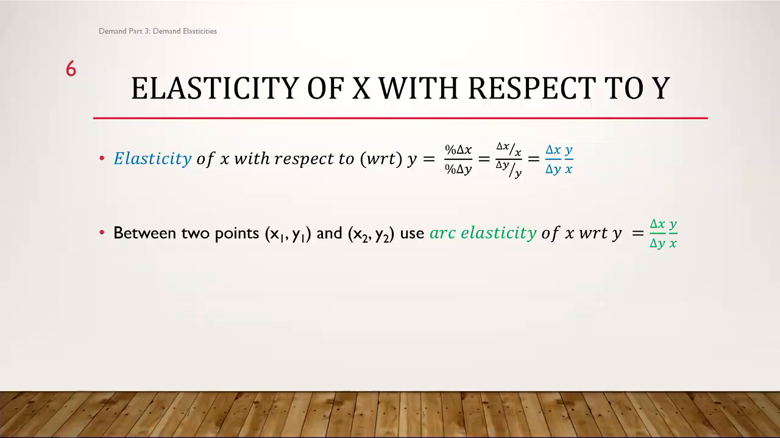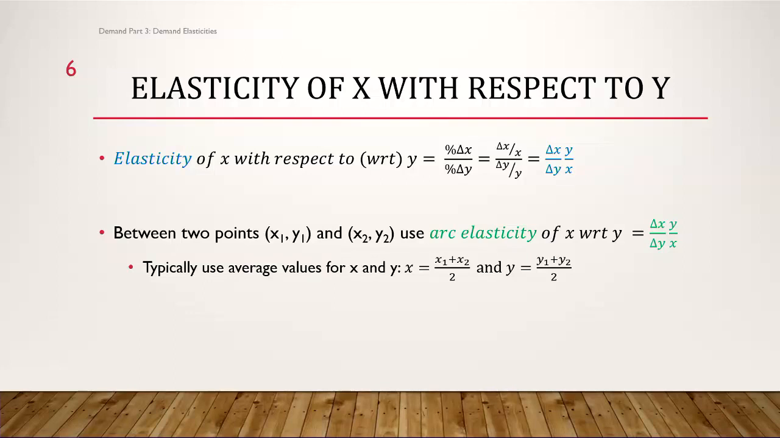Well, it's conventional just to take the average of the two. All right? So for x, we'll take the average value of x, and for y, we'll take the average value of y, and we use those for x and y respectively. Okay? So that's the arc elasticity of demand.